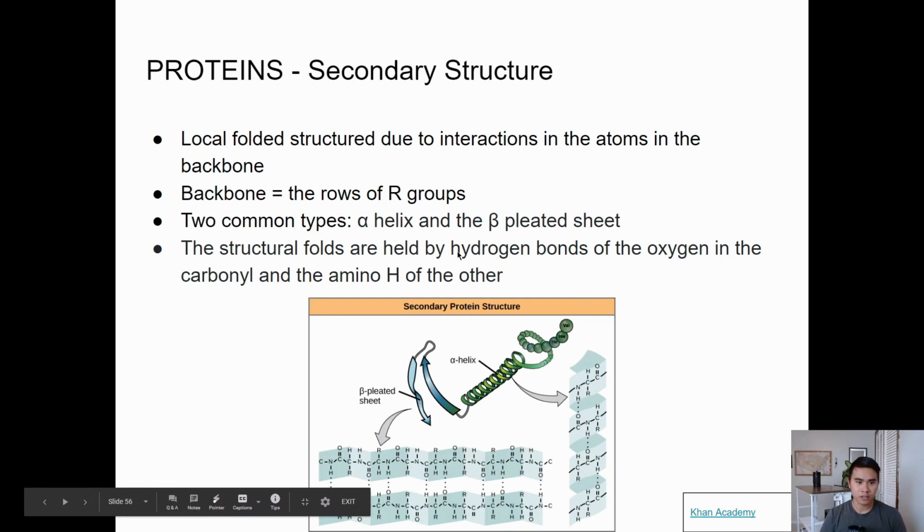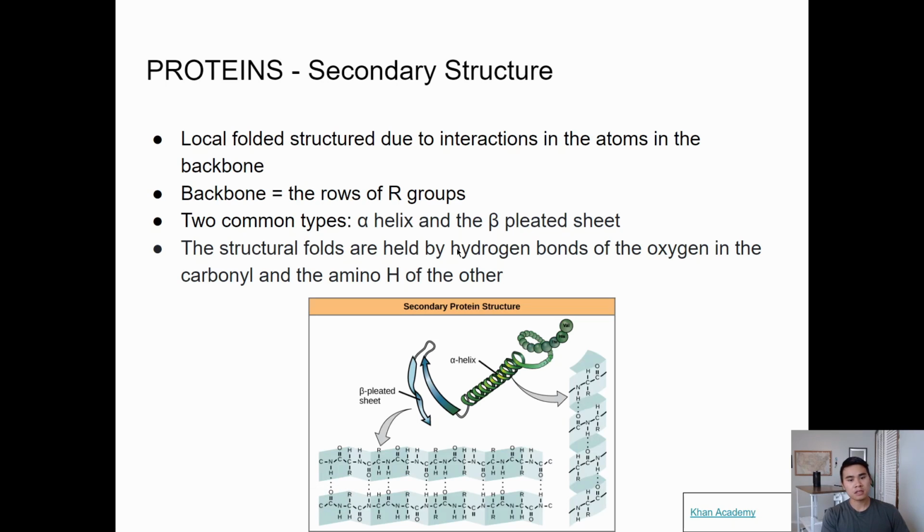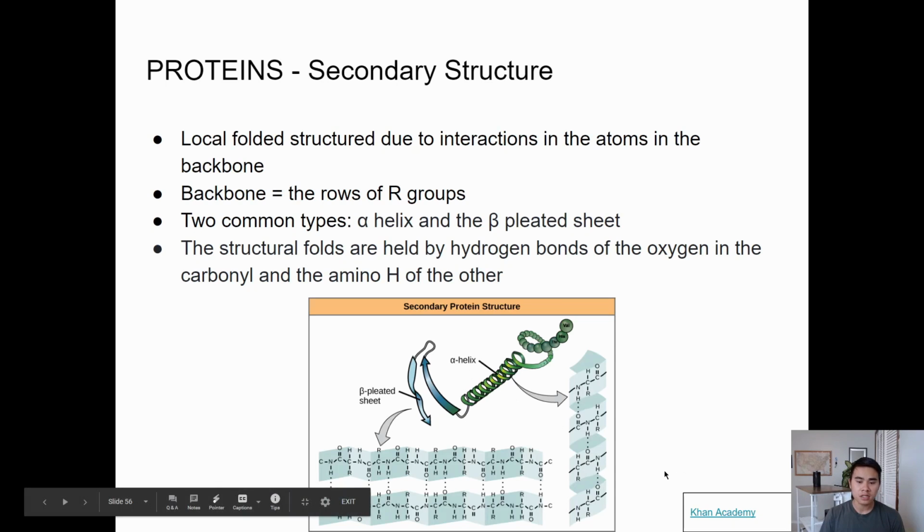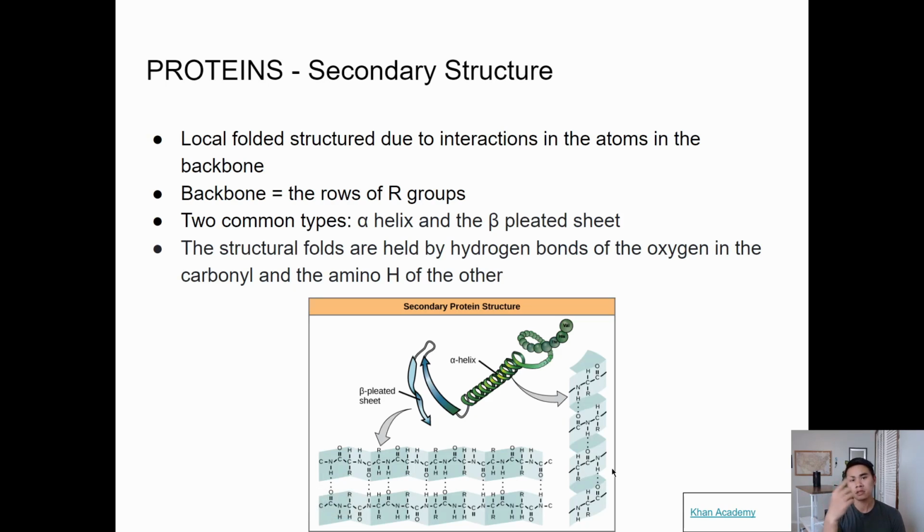Okay, secondary structure. This is when you have different types of protein folding. So there's 2 types of folding, the beta pleated sheet and the alpha helix. Simple way of looking at it, alpha helix, think of it like a helix, like the DNA double helix. It's spiraling, this one's spiraling. Beta pleated sheet, think of it like a sheet. It's like 2 sheets on top of each other.